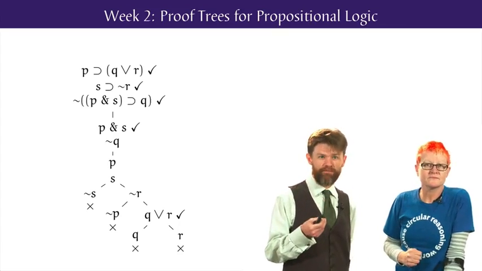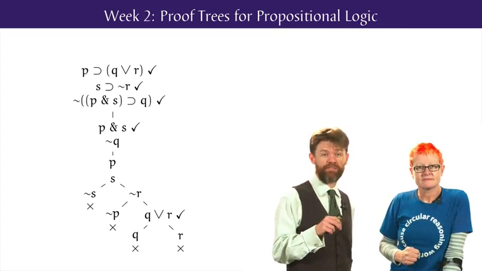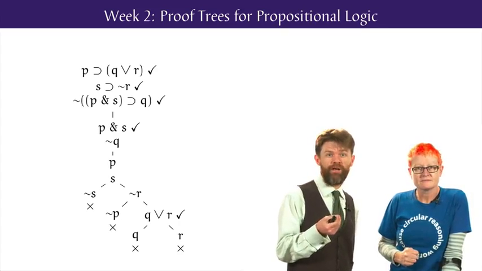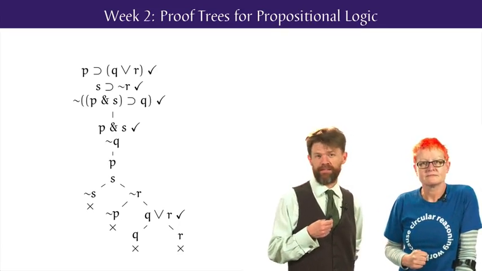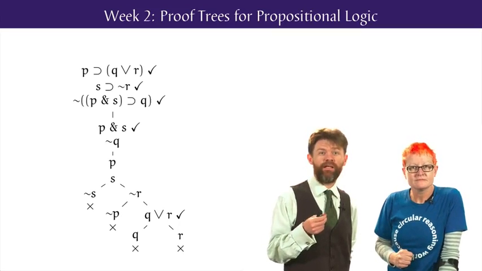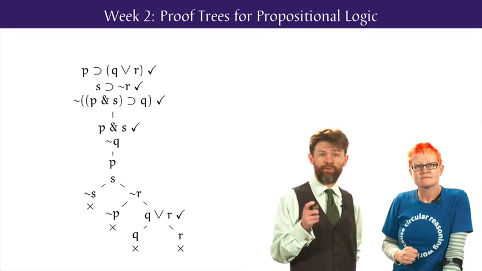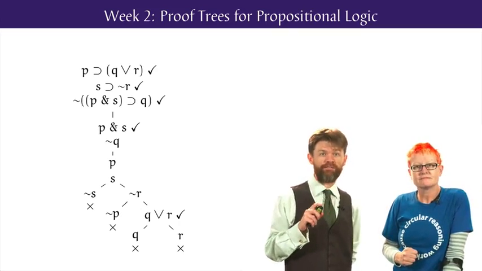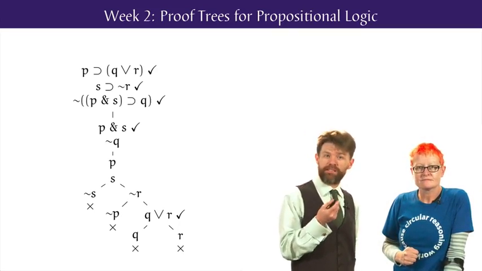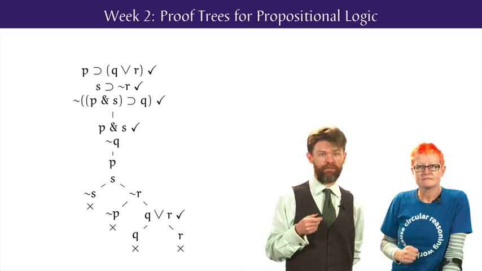You'll learn an alternative means of making these logical classifications called proof trees, which are diagrams like the one that you can see next to us here. Crucially, you'll also learn why the method of proof trees always and only gives the correct answer, the so-called soundness and completeness of the proof tree method.